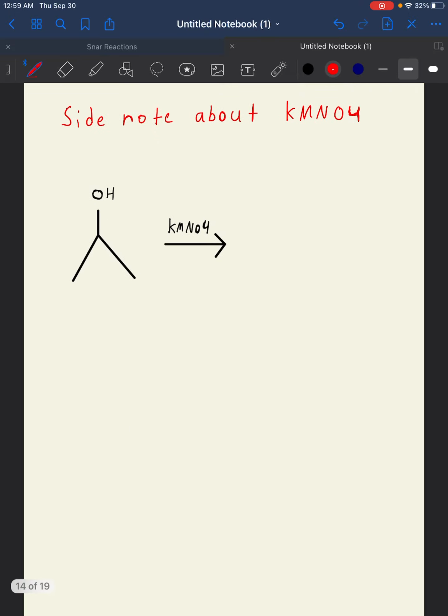So moving on. There is a side note about KMnO4. Say you have a non-benzene ring or you have OH attached. KMnO4 turns it into a double bonded oxygen. That's what it does if there's OH present. It's the one side note about KMnO4.